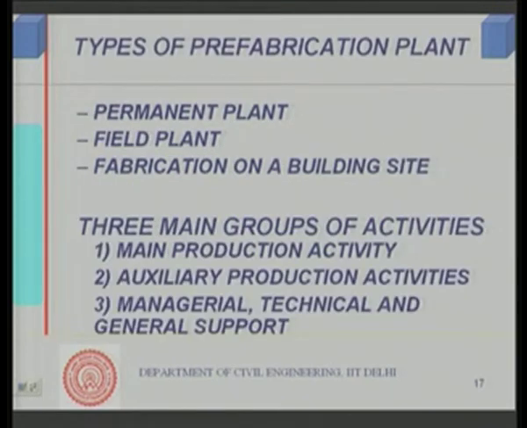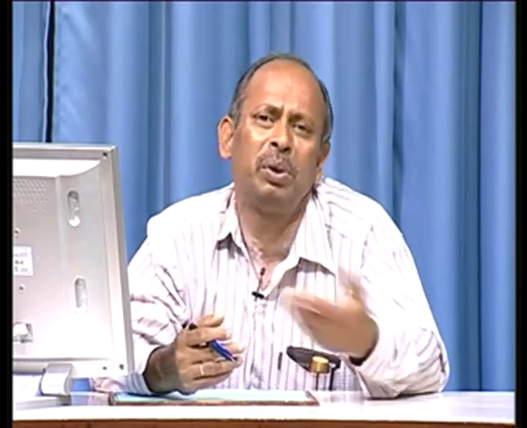The plant types are permanent plant, field plant, and fabrication on a building site. Permanent plant is the one particularly used in buildings, which will sell components, walls, roof systems, hollow core roof systems, columns, linear systems, and then two-dimensional systems. So, there are varieties of systems. Permanent plant would be producing these, which could be sold and erected at site.